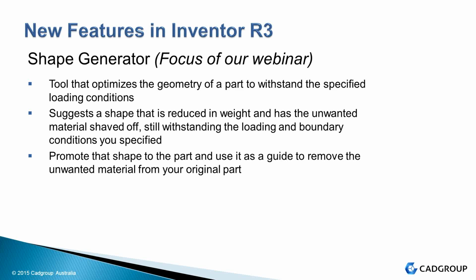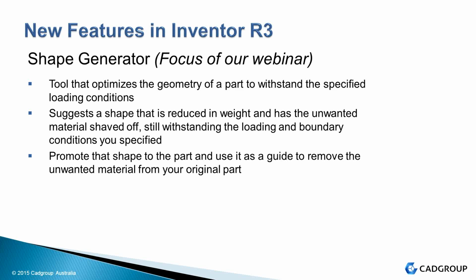All right. So the next one is Shape Generator, which is the focus of our webinar today. What is Shape Generator? Shape Generator is a tool that optimizes the geometry of a part to withstand the specified loading condition. So basically what it does is, it shows you a model by optimizing the shape of it and shaving off any unwanted material and thus reducing the weight.